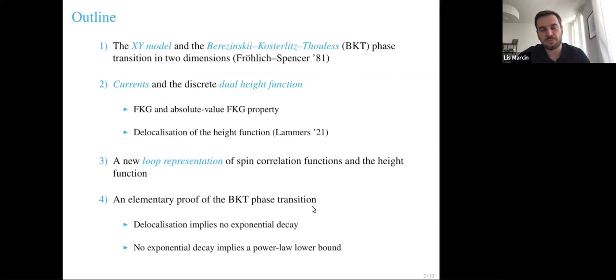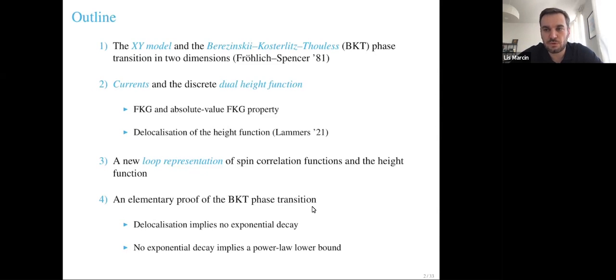So basically, at this point, I will stop talking about continuous objects, and I will move to talking about some discrete statistical mechanics models which underlie the XY model. First, in the second part, I will introduce the notion of currents and the associated height function. It will be a random integer-valued surface in 2 dimensions. I will talk about its FKG properties, which are basically positive association properties. And I will mention a beautiful recent result of Piet Lammers about delocalization of this height function. So this will be an external input for our proof.